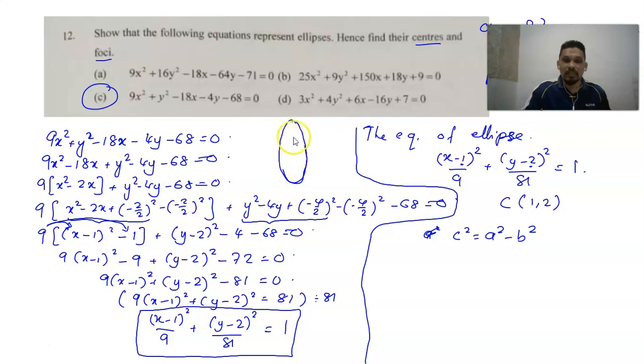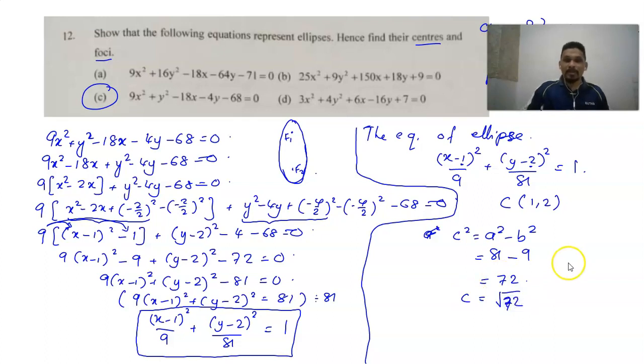A vertical ellipse, where Y is the major axis and the foci are somewhere around here, F1 and F2. So to find the foci, we need to find C, where A squared is 81 and B squared is 9. 81 minus 9 equal to 72. So C equal to square root of 72.